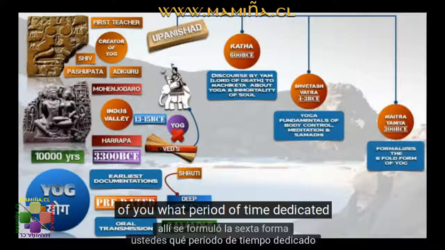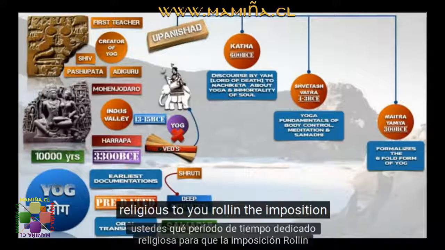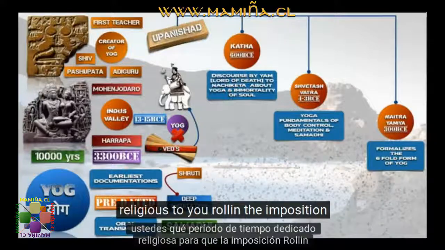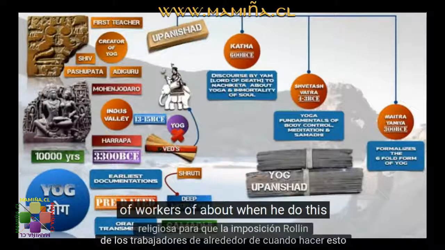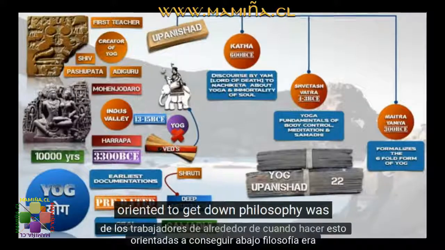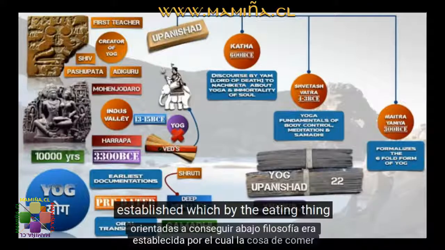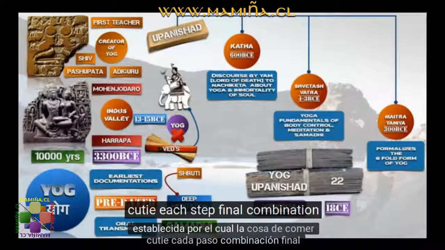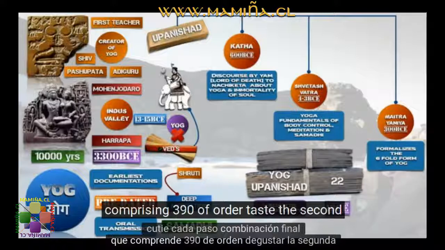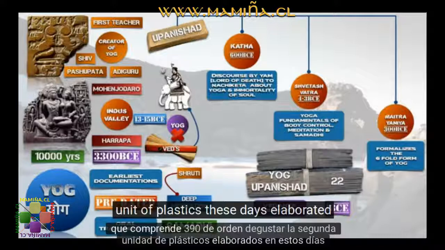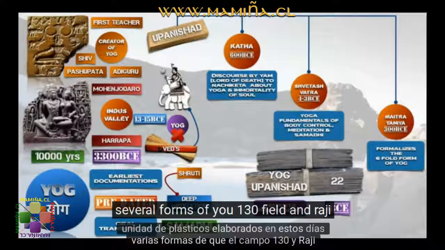Over a period of time, dedicated Upanishads to yoga known as Yoga Upanishad, a corpus of about 22 texts oriented to Vedanta philosophy, were established, which by the 18th century reached their final compilation, comprising some rewritings of older texts and several newly composed texts. These texts elaborated several forms of yoga: mantra yoga, laya yoga, hatha yoga, and raj yoga.